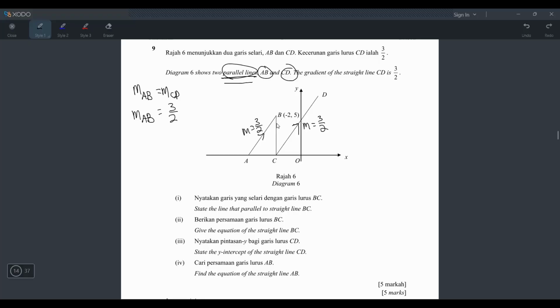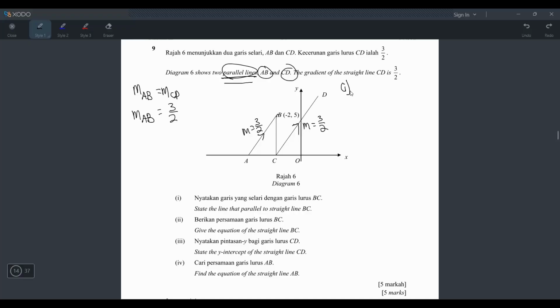Okay, and then we have another line here also, BC. And then number 1 says what? State the line that is parallel to straight line BC. Nyatakan garis yang selari dengan BC. So which line is selari dengan BC? Is AB selari dengan BC? I don't think so. So BC is selari dengan siapa? Selari dengan paksi Y, right? So we can write the y-axis.